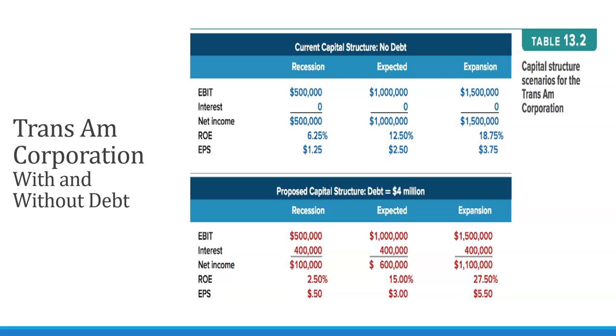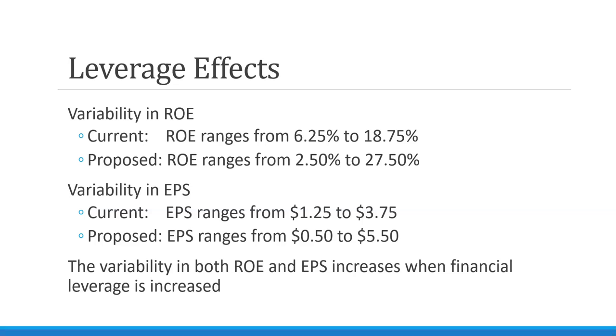However, if we leverage ourselves and take on $4 million worth of debt, then we see how the interest impacts our net income, our return on equity, and our earnings per share. You can see that under the expected and the expansion scenarios, our earnings per share has increased, and our return on equity has also increased. So the current return on equity ranges from 6.25% to 18.75%. And their proposed return on equity ranges from 2.5% to 27.5%.